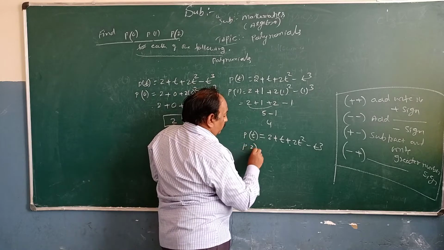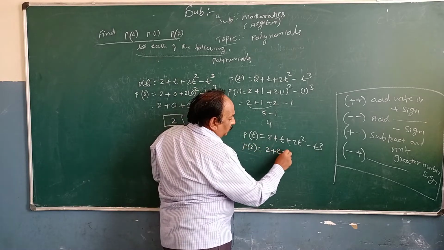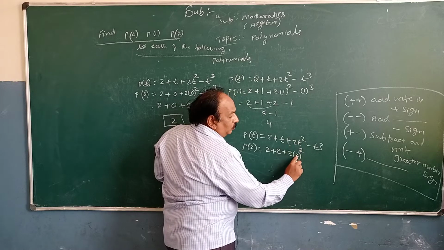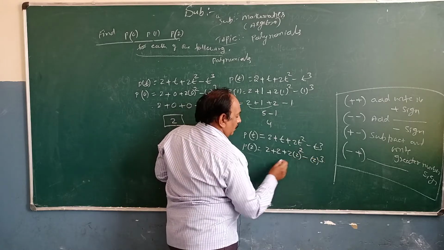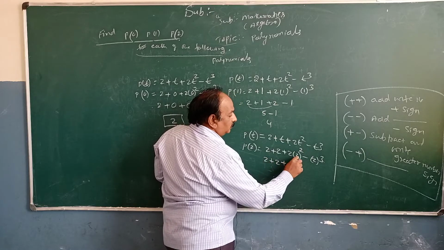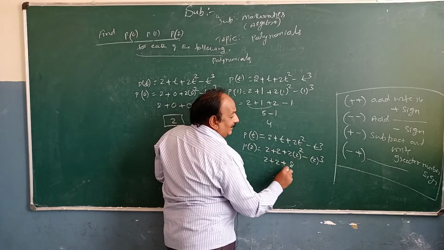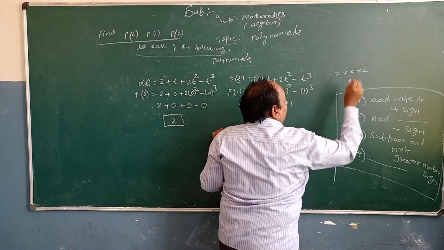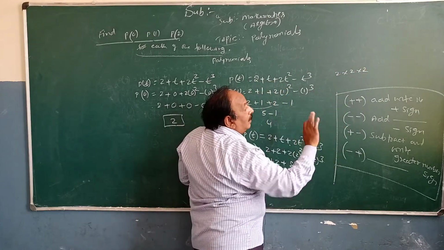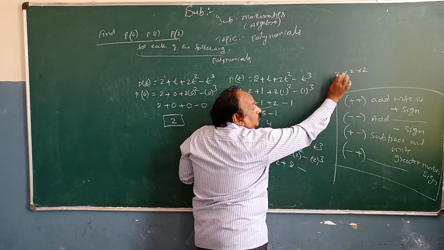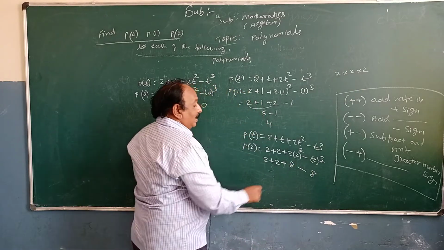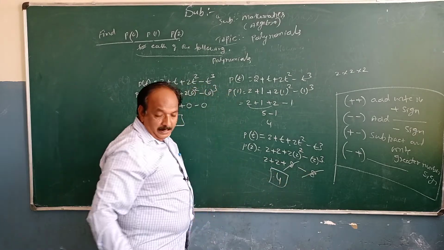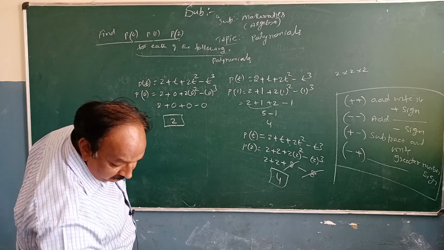Polynomial of 2: 2 plus 2 plus 2 into 2 square minus 2 cube. 2 plus 2 twos are 4. 4 twos are 8 minus 2 cube. 2 is multiplied 3 times: 2 twos are 4, 4 twos are 8. Plus 8 minus 8 cancel, 2 plus 2, 4. So, next problem.